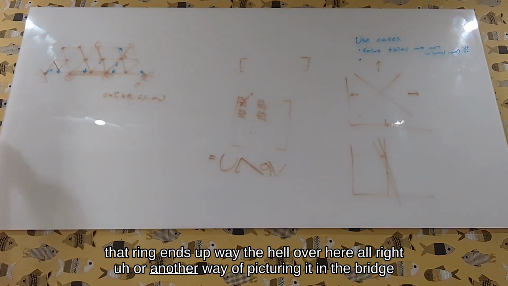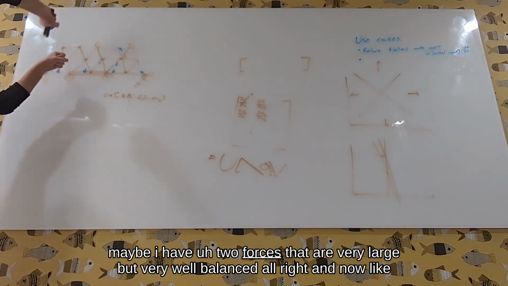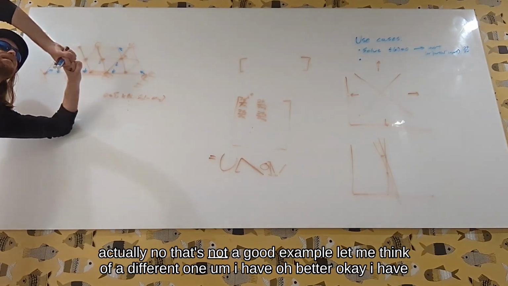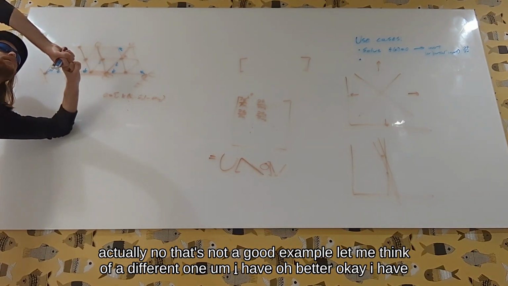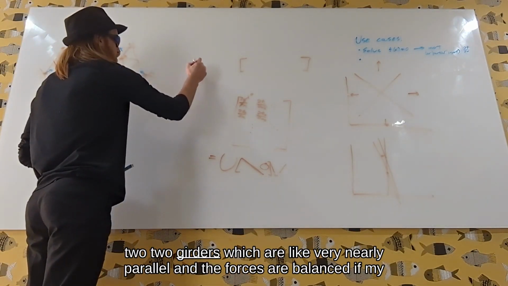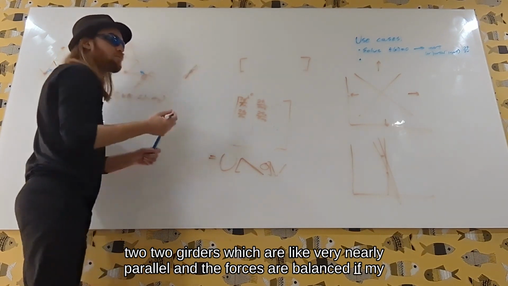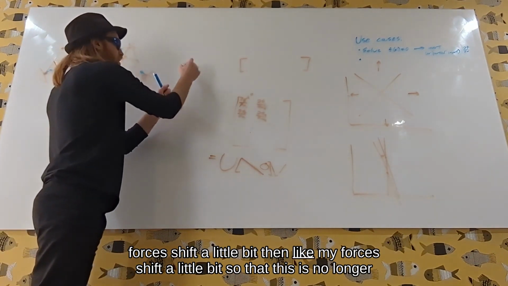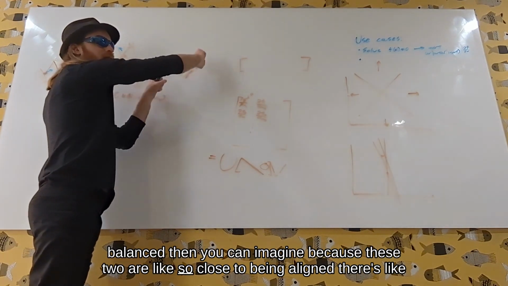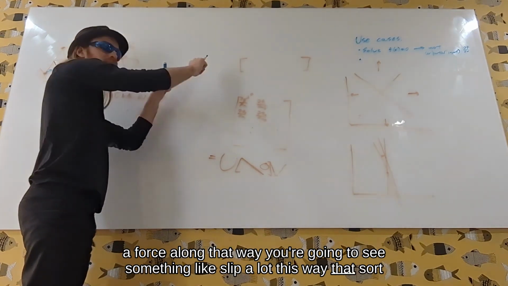Or another way of picturing it in the bridge: maybe I have two forces that are very large but very well balanced, right? And now, actually, no, that's not a good example. Let me think of a different one. Better one. Okay, I have two girders which are very nearly parallel, and the forces are balanced. If my forces shift a little bit so that this is no longer balanced, then you can imagine, because these two are so close to being aligned, if there's a force along that way, you're going to see something slip a lot this way. Does that sort of make sense?